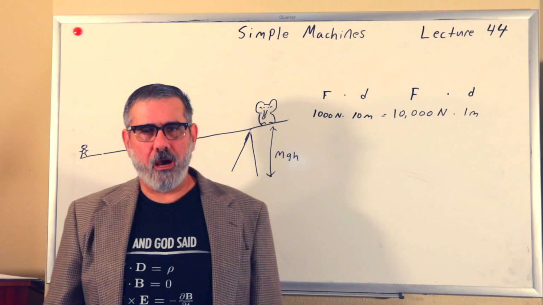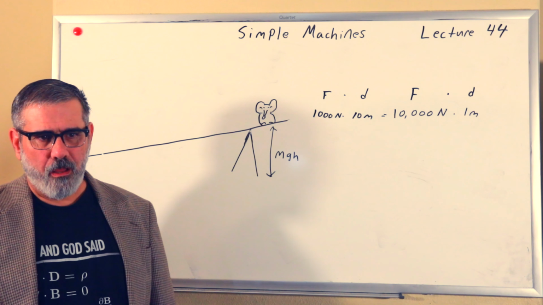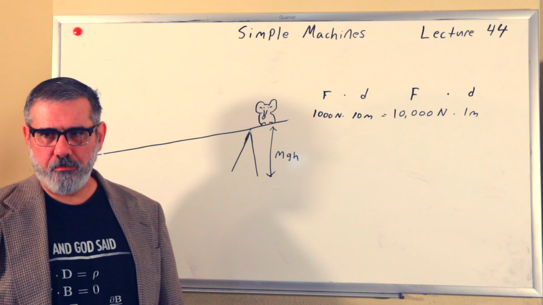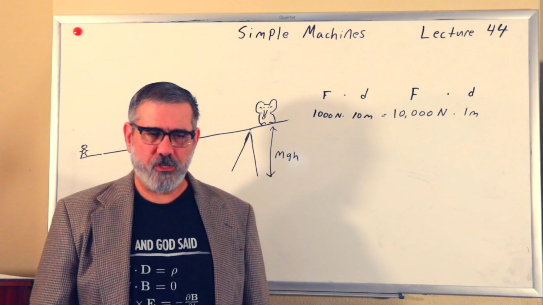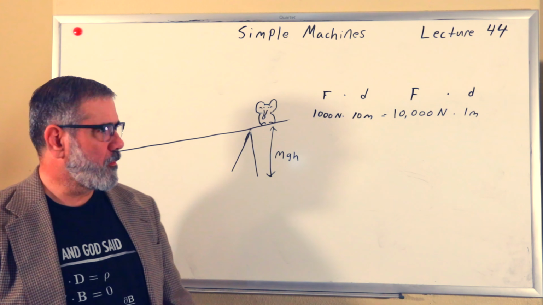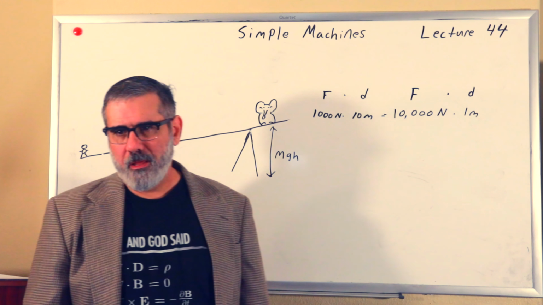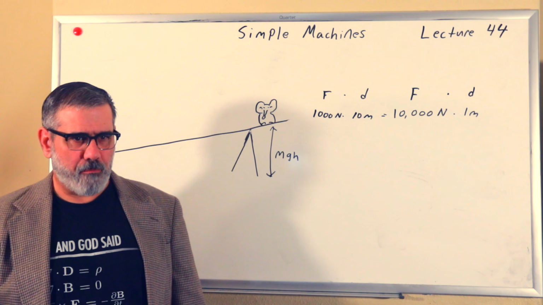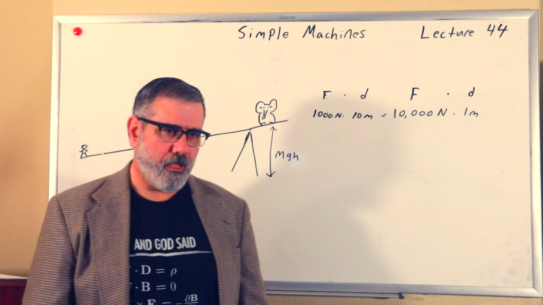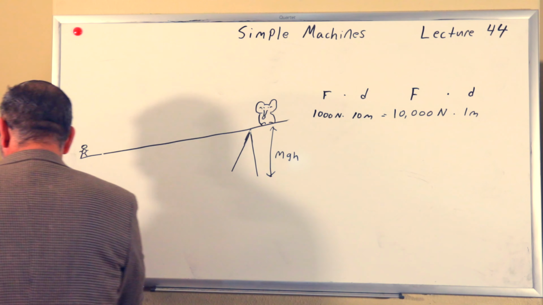The savings comes in the force that you have to apply, which will be less in a good machine. We define machines based on their mechanical advantage. That mechanical advantage tells me, if I want to lift a 10,000 Newton elephant with 1,000 Newton force, my mechanical advantage is 10. So let's look at that now.